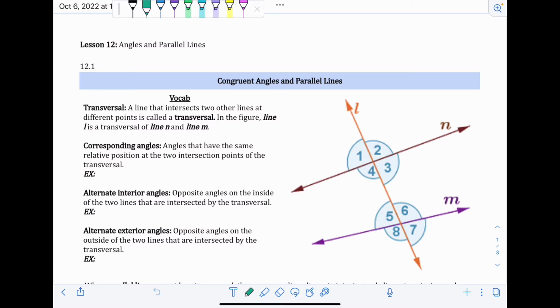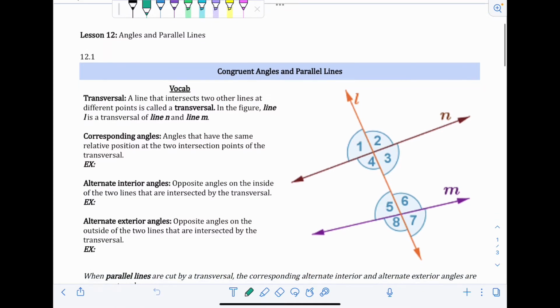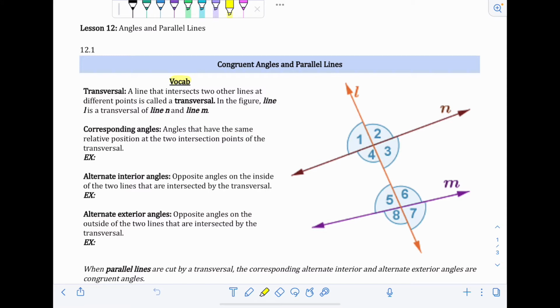So 12.1 is congruent angles and parallel lines. Starting at the top with our first few vocab words. A transversal is a line that intersects two other lines at different points. In the figure to the right, line L is the transversal, the one that cuts or intersects the other two lines. It has to be crossing at least two lines. So we wouldn't say that N is a transversal because it's not intersecting two or more lines.